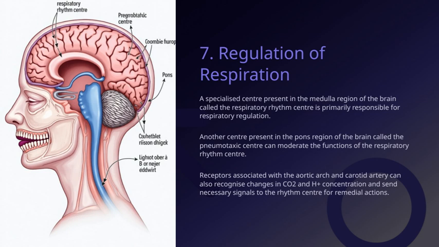At the core of this system is the respiratory rhythm center itself, situated in the medulla region of the brain. This center is primarily responsible for controlling the basic rhythm of breathing, setting the pace, and ensuring our respiratory patterns are consistent and responsive to our body's requirements. Together, these components form a sophisticated feedback system that constantly monitors and adjusts our breathing, highlighting how finely tuned and responsive our respiratory regulation truly is.